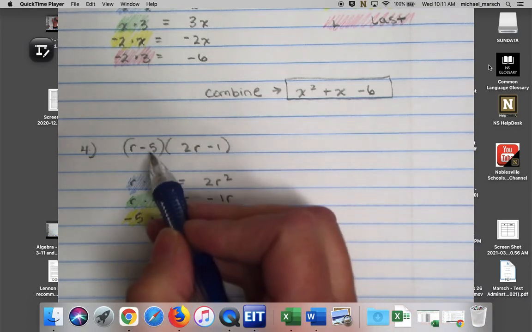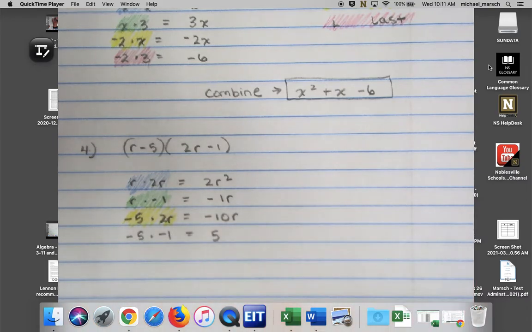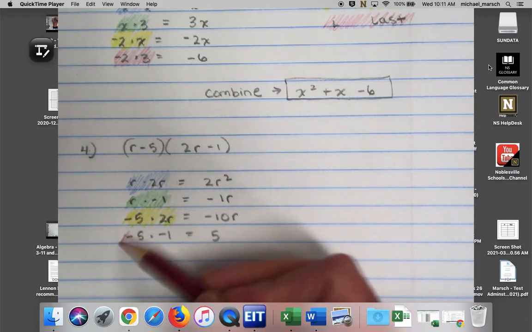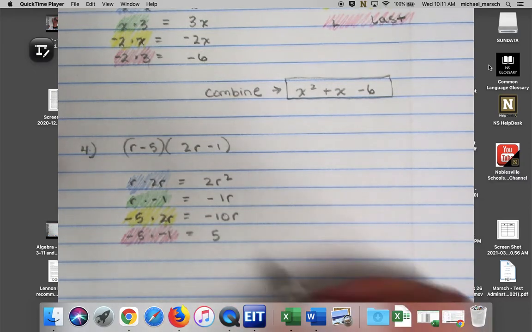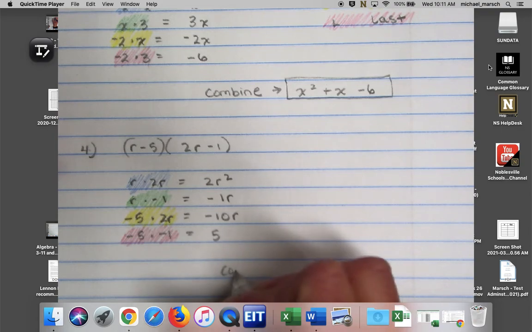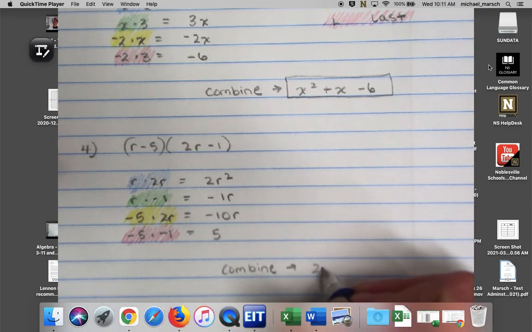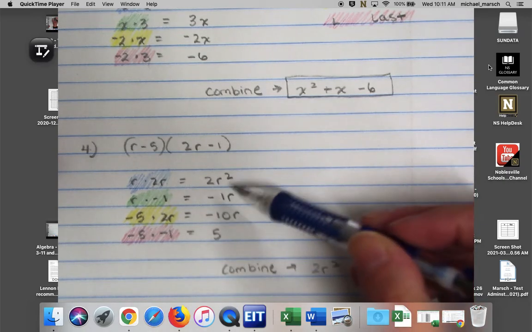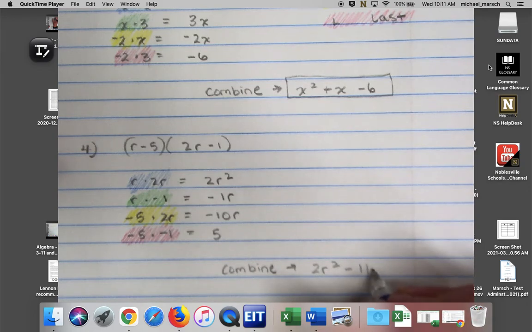And then last, negative 5 times negative 1 is going to give me a positive 5, right? Because a negative times a negative is a positive. And then I'm going to combine them. So I have positive 2r squared. I have negative 1r and negative 10r, so that's going to give me a combination of negative 11r, and then I have just a positive 5.